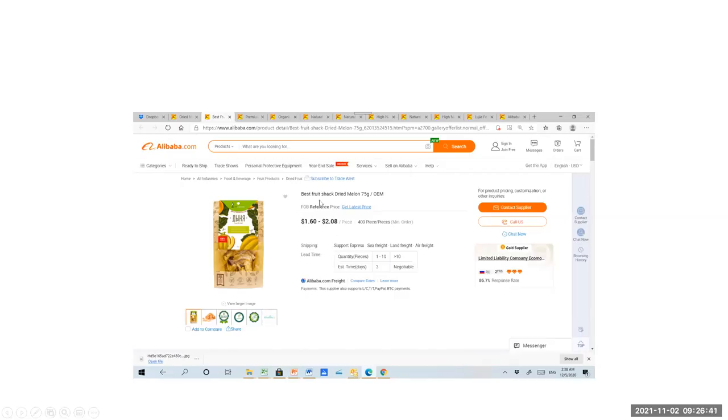We can see how it's packed. They're packing 75 grams. They will do your label, OEM. They will do your brand. And there's 10 pieces in a package. It'll give you an idea of how product is packaged, what is available, like I say, particularly out of China, but other markets as well.